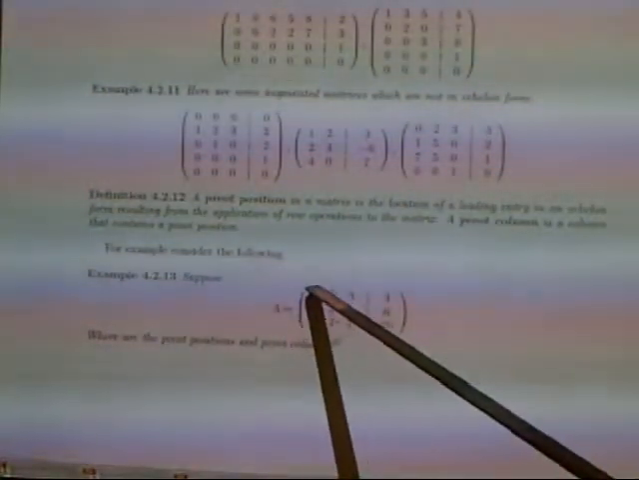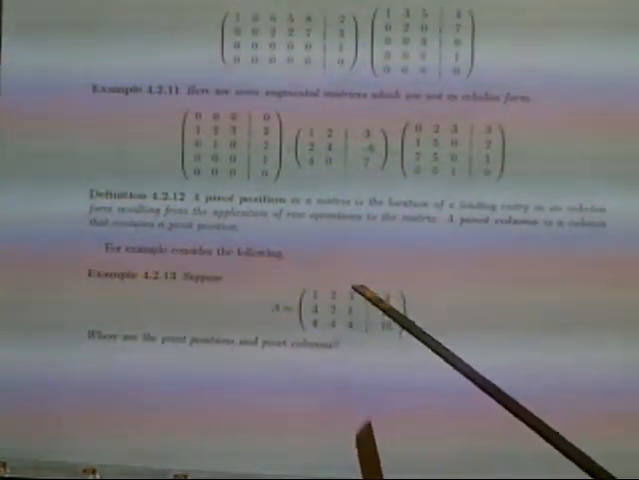Take a look: x plus 2y plus 3z equal to 4, 3x plus 2y plus z equal to 6, and 4x plus 4y plus 4z equal to 10. This is the group of equations we work with.